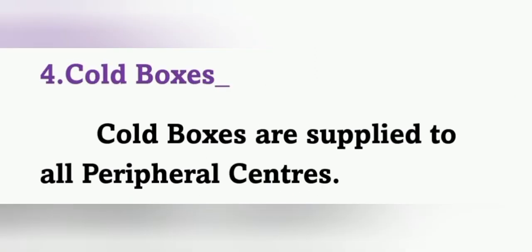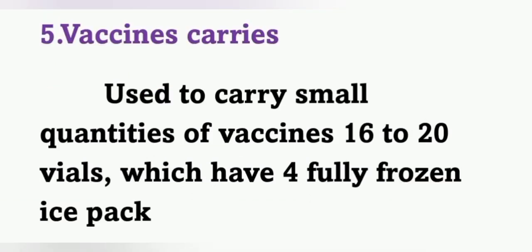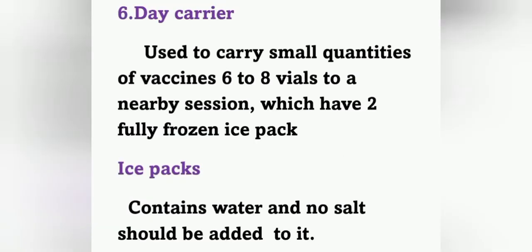And next area is cold boxes. Cold boxes are supplied to all peripheral centers. Next equipment is the vaccine carrier. It is used to carry small quantities of vaccine, that is 16 to 20 vials, and it also contains 4 fully frozen ice packs. The vaccines are carried with the help of these ice packs. But one important point: DPT vaccine, DT vaccine, TT vaccine and diluent are not kept directly on the ice pack.